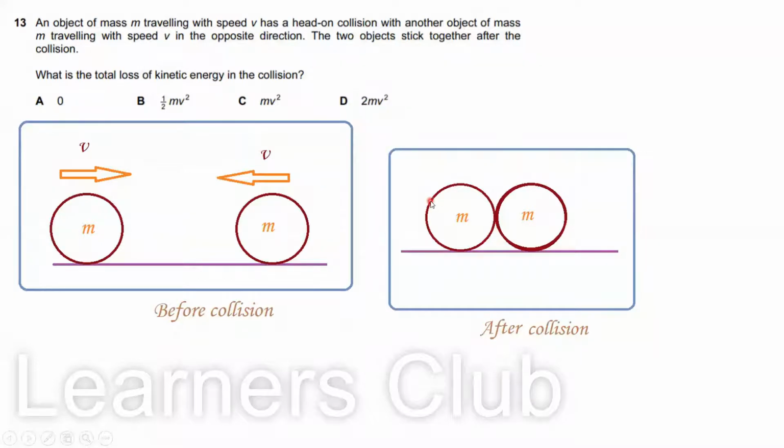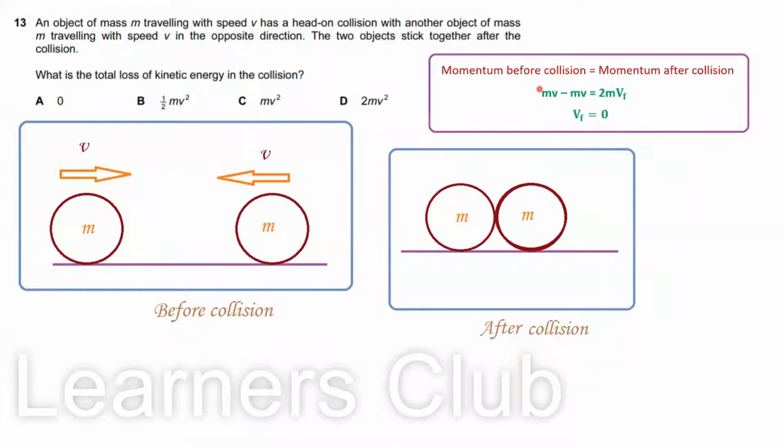Let's take the momentum. Due to conservation of momentum, the momentum before collision is equal to the momentum after collision. Before collision, they're approaching each other, so mass times velocity minus mass times velocity is equal to, when they stick together, their mass is 2m, m plus m. Final velocity, I'm taking it as vf. Now, when you subtract, this amount is 0, so the final velocity is 0.